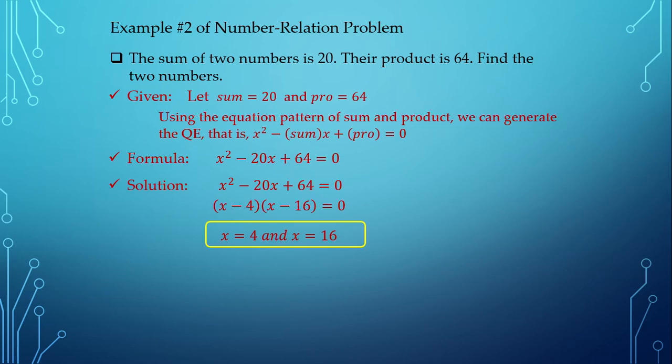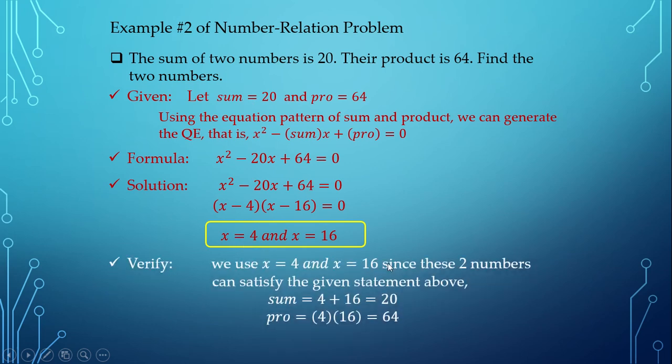So, these are the two missing numbers. Find the two numbers, and those answers are 4 and 16. Verify. We will use x equal to 4 and x equal to 16, since these two numbers can satisfy the given statement above. Sum: if we add the two numbers, 4 plus 16, the result is 20. Product: if we multiply the two numbers, 4 and 16, the result is 64. Correct.